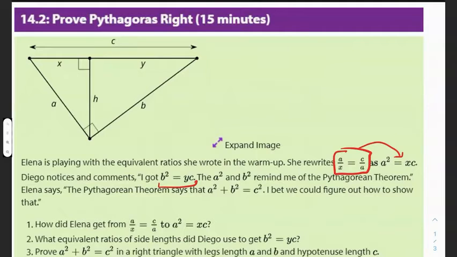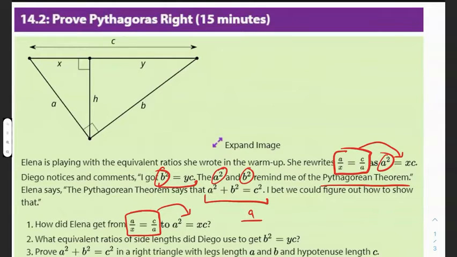And then he says the a squared and b squared, from here and here, remind him of the Pythagorean theorem. Elena basically says, well, the Pythagorean theorem is a squared plus b squared equals c squared, and she bets that we could figure out how to show that. So first things first, how did Elena get from her proportionality statement to over here? What do you think?